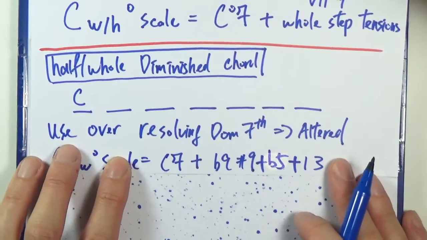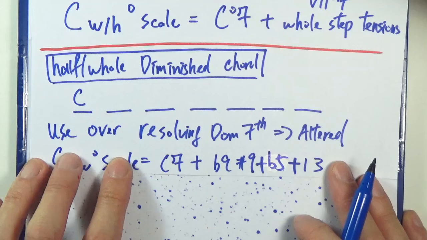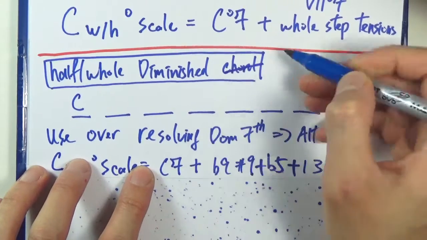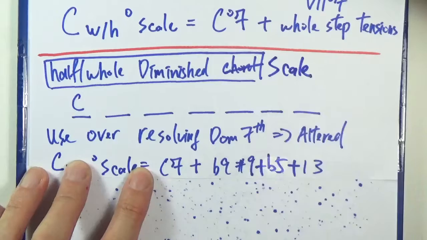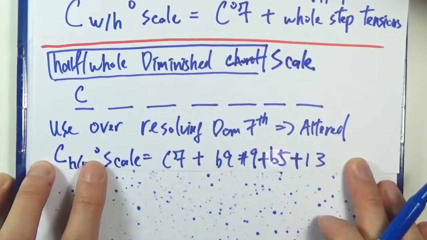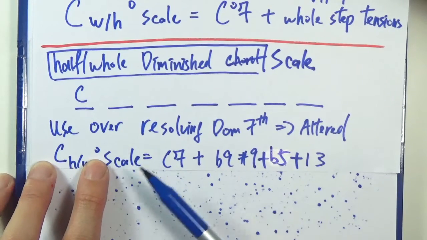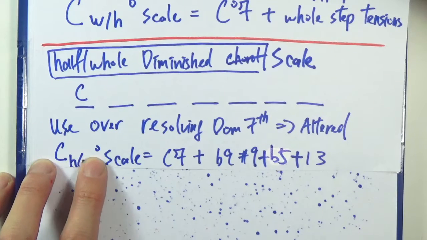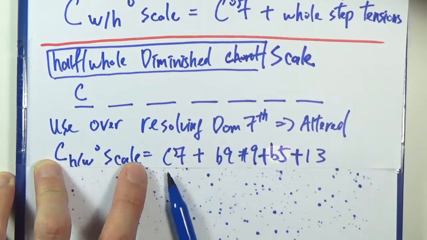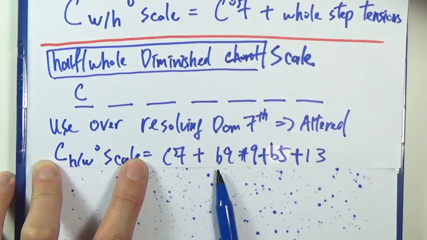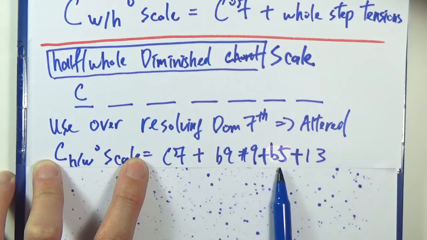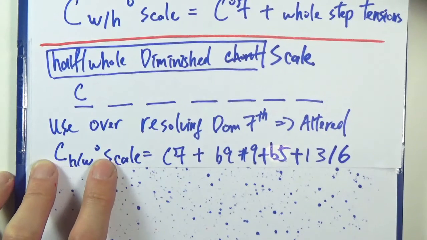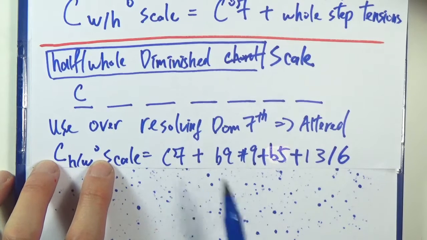Last type, half whole diminished scale. Actually I meant to say scale here. We'll use this over a resolving dominant 7 chord to produce an altered sound. And the formula is a little bit messier. So C7 chord tones plus flat 9, sharp 9, flat 5, and then a 13, or you can just call it a 6, major 6.